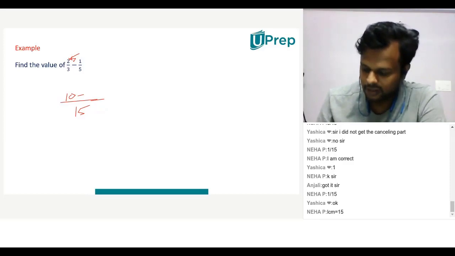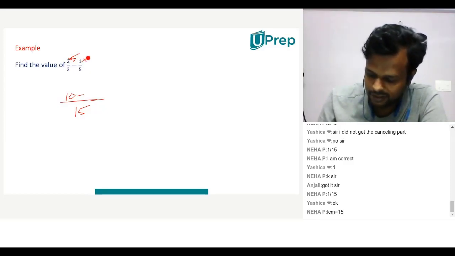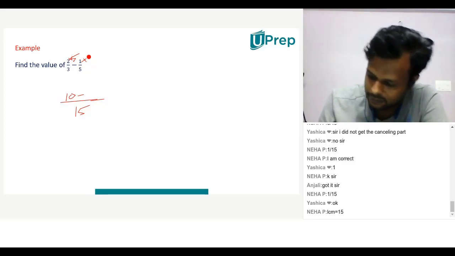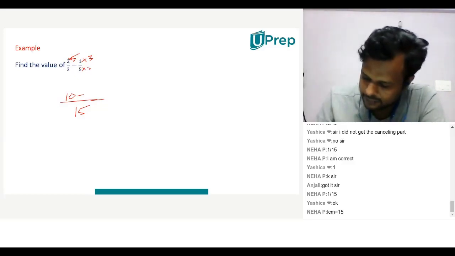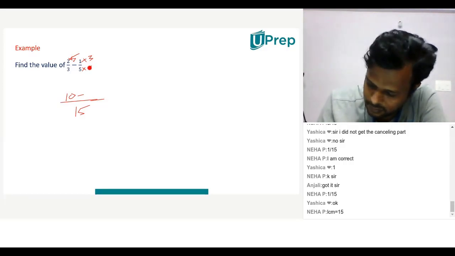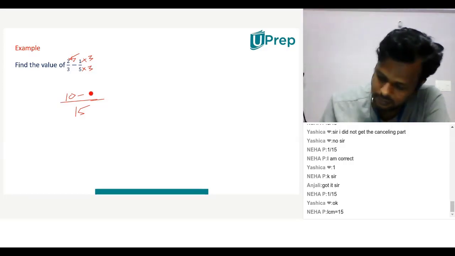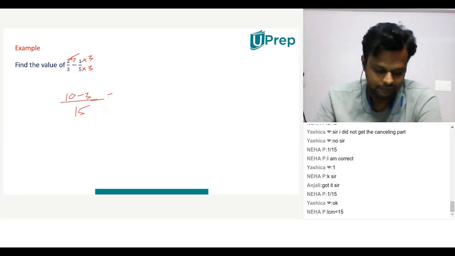Now, children, what about the second part? I have 5 here, so I need to multiply the numerator with 3. Yes, sir. So that the denominator also is multiplied with 3 here. Actually, I forgot to do that step. Actually, multiplying it with 3 and 5, right? So, I forgot to do that.